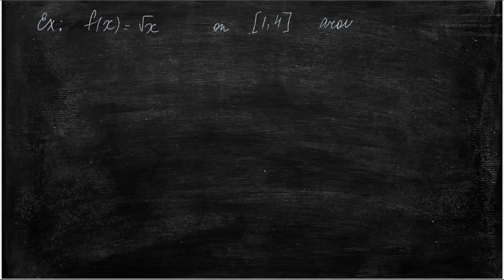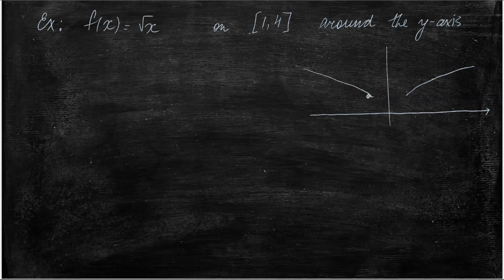But this time, let's rotate it around the y-axis. So what's going to happen? Now we have to set it up differently. We have the piece from 1 to 4, so it looks something like this. Now we're rotating it around the y-axis, so it's going to go around like this.